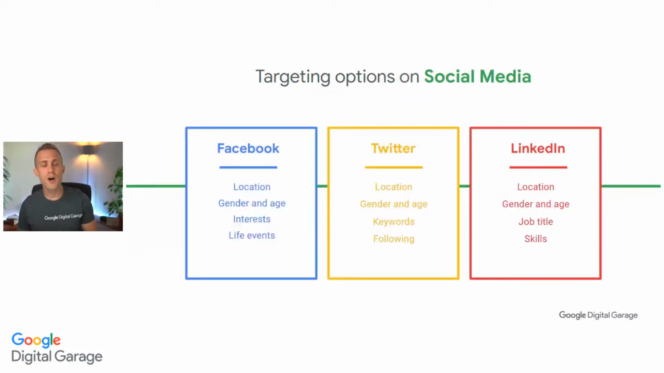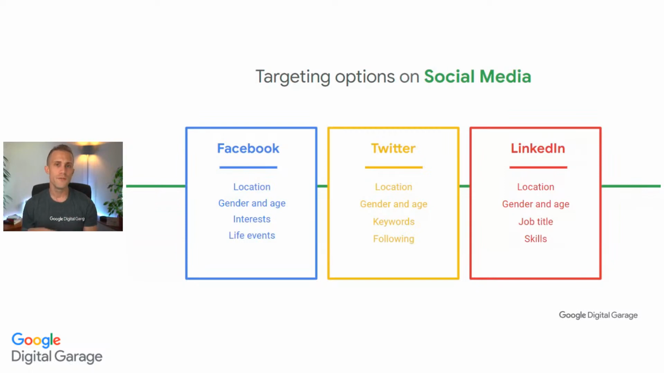So there's a couple of targeting options when it comes to social media. We've got blue, yellow, and red. Now, with all of them, the main targeting options are the location, the gender, and the age. That is the starting point of targeting a specific demographic. Location, gender, and age is pretty much going to be on most social media platforms.